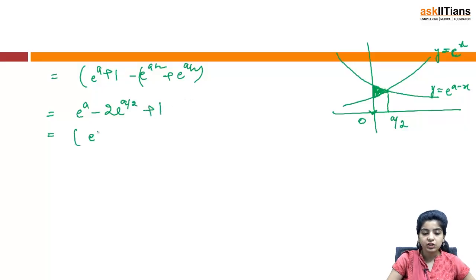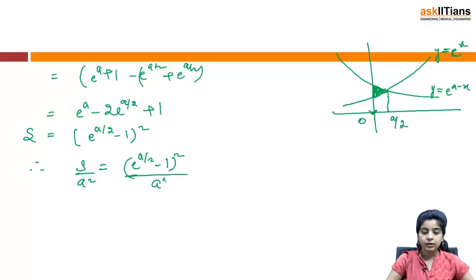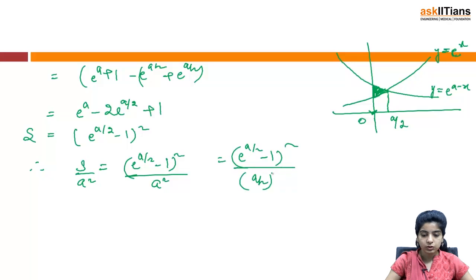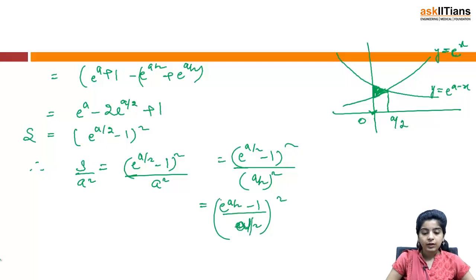and we can write it as e raised to a by 2 minus 1 whole square. So we have e raised to a by 2 minus 1 whole square. Therefore S by a square would be equal to e raised to a by 2 minus 1 whole square by a square, and this can be written as e raised to a by 2 minus 1 whole square by a by 2 entire whole square, right?